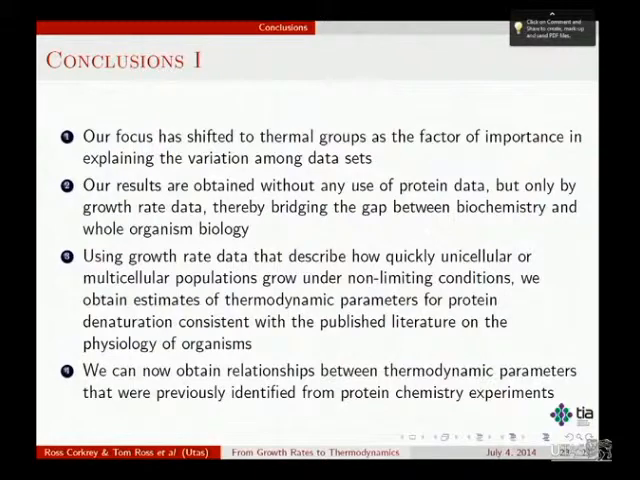So in conclusion, in the 2012 paper we used taxonomic groups, 3 taxonomic groups. We've shifted away to using thermal groups because that gives us a better model fit. We get results without using protein data, but we're predicting protein results. So we're bridging a gap between biochemistry and whole organism biology. We can describe, it doesn't matter if you're a unicellular organism or a multicellular organism, how fast you'll grow under non-limiting conditions, and we can obtain estimates of thermodynamic parameters and even their relationships.